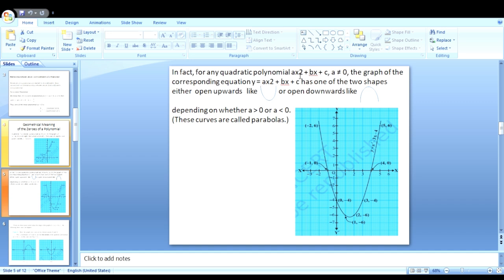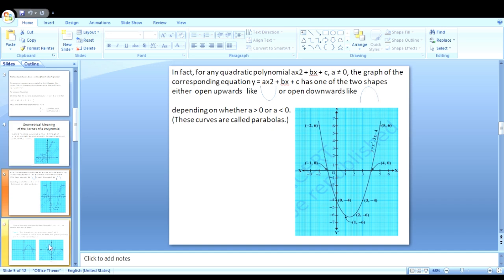Now here you get a different type of curve. When it is represented on the graph, you get a curve which is in a U shape, and this is called a parabola. And this parabola depends upon the value of a. If the value of a is greater than 0, then it is pointed upwards, and if it is less than 0, it is pointed downwards.